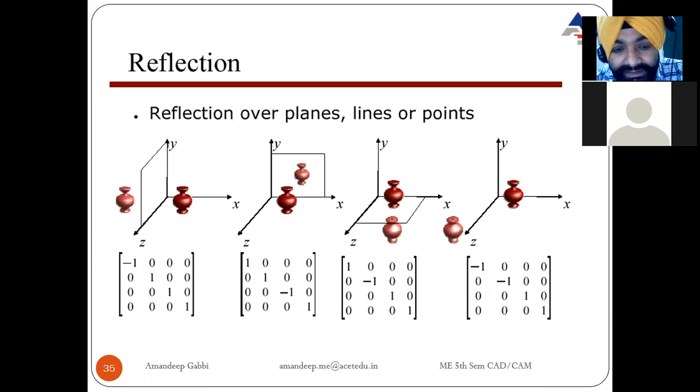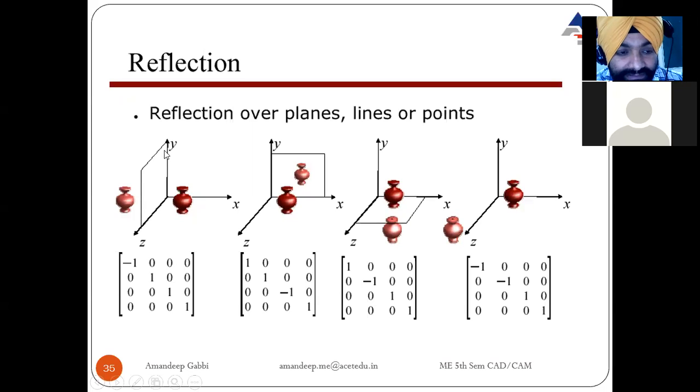Reflection over planes, lines or points. Sometimes when you are talking about reflection, the matrices are given to you. If it is reflected along the yz plane, the matrix that is there is -1 0 0 0, 0 1 0 0, 0 0 1 0, and 0 0 0 1. You need not do the reflection along the x-axis, y-axis, or z-axis. Then there may be different numbers of planes. You need not do that in case of 3D. You need to understand this much only.